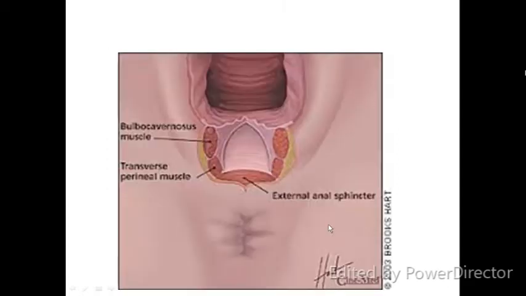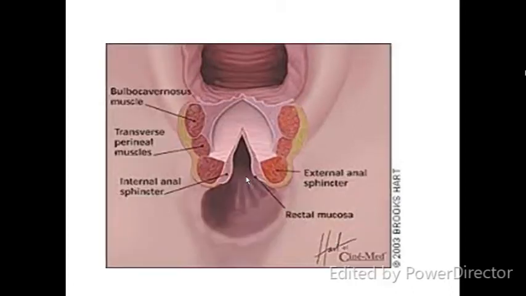As you see in this, it is a third degree. See the bulbocavernosus, this is the mucosa. These are the muscles, bulbocavernosus muscle and transverse perineal muscle, and this is the external anal sphincter. The tear goes up to this, so it's the third degree. In this case, the bulbocavernosus muscles, the vaginal mucosa and the anal mucosa have gone. You can see the lumen of the rectal mucosa. This is the rectum, you can see the opening of the lumen. This is the internal anal sphincter, and this is the external anal sphincter.